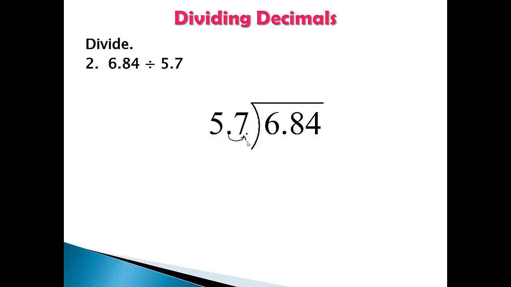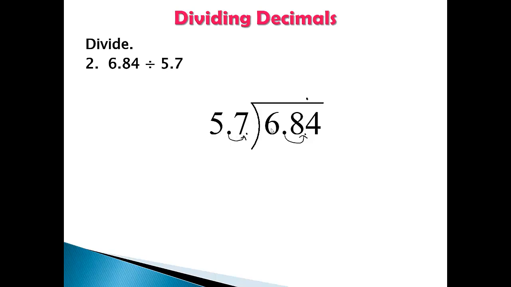So it becomes 57. If we multiply 5 and 7/10 by 10, we also need to multiply 6 and 84 hundredths by 10. So we would need to move our decimal one place to the right for 6 and 84 hundredths and make it 68 and 4/10. Now that we have moved our decimal, we can bring it straight above for our answer. So now our problem is 68 and 4/10 divided by 57.